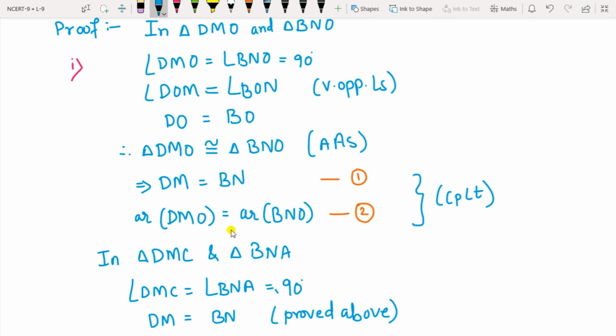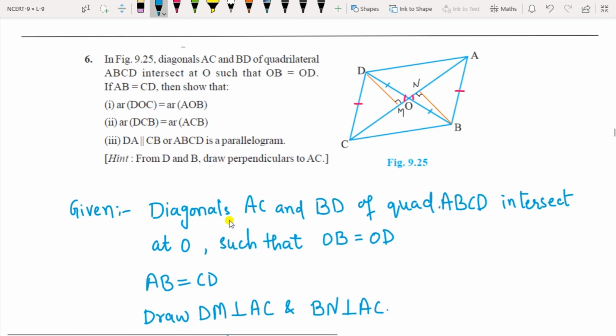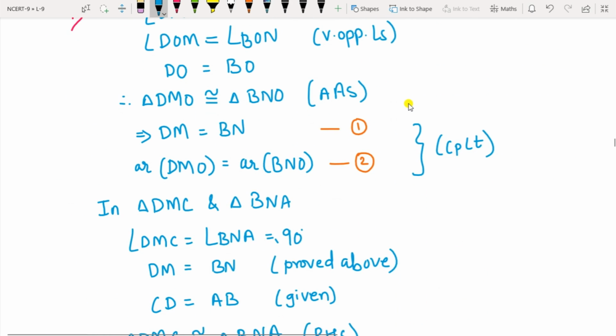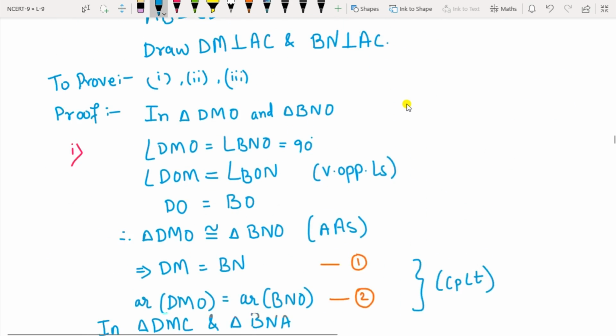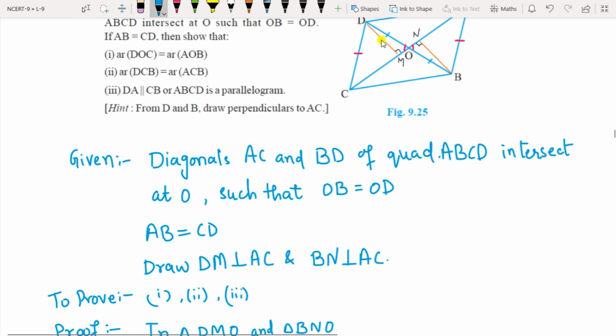And if the two sides are equal, then their areas also equal. Therefore area of this DMO will be equal to area of this BNO. This area of these two triangles will be equal. Okay. Then comes the triangle DMC and BNA. Then we have to consider the outer triangle DMC and BNA here.